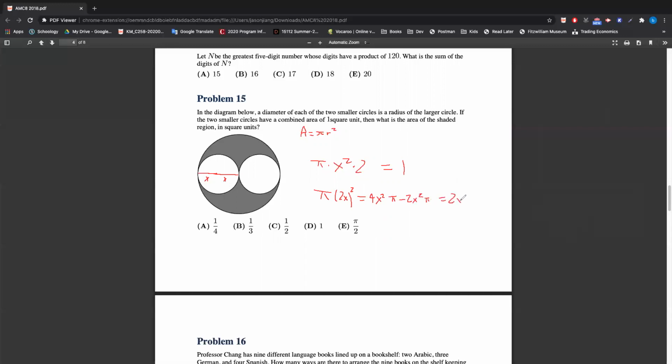And that leaves us with 2x squared pi, which is exactly what we had for the non-shaded region. So that just tells us our answer is 1. So that's a cool fact. We now know that the area of these two circles will be equal to the area of this shaded region. And this will work no matter what the radius is, right? Because we used x. So we didn't actually have to find what the radius was for this specific circle.